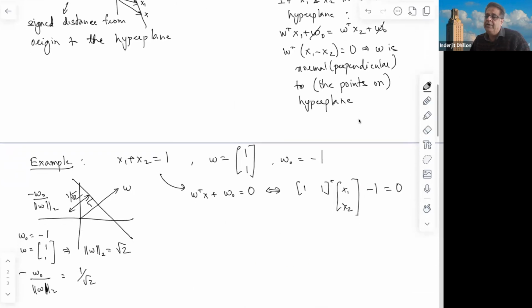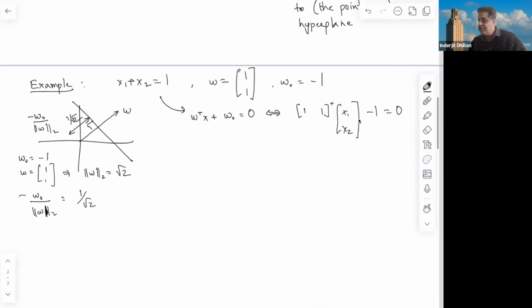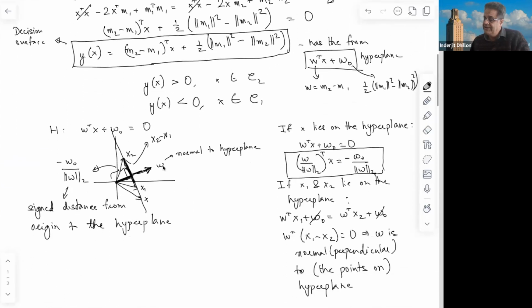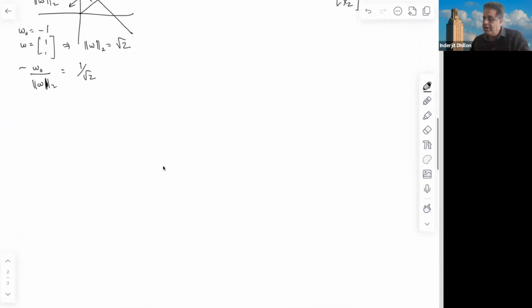hyperplane. Okay, so now let's try to do some actual probabilistic modeling, and we'll see that when we do this probabilistic modeling, we actually get something which is a little bit more general than what we did over here, where we got this particular decision surface. Okay, so let's now do some probabilistic modeling.